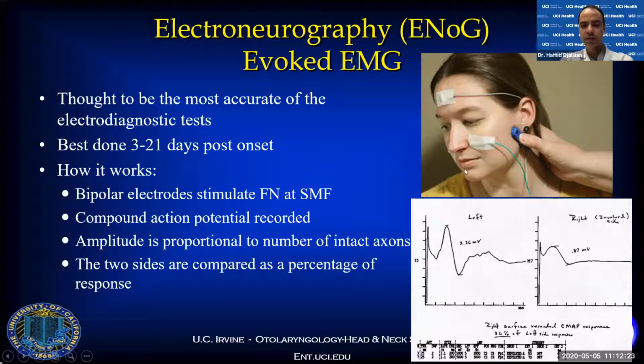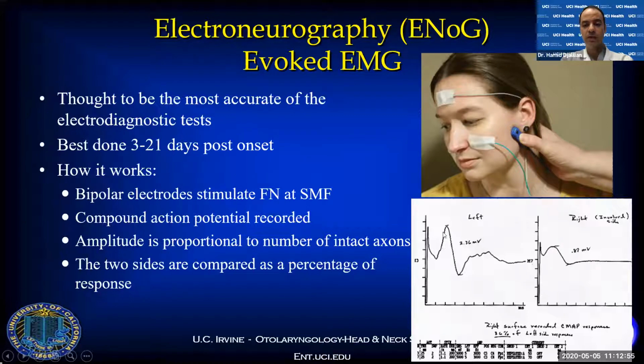So this is how it's done. Basically, that's the ground, and that's your recording, and that's your stimulation at the stylomastoid foramen. And what you're really measuring is what's called the compound action potential. And what a compound action potential is essentially, you're trying to get all the neurons to fire together. And when the neurons fire together, then all of the action potentials will kind of accumulate on top of each other, and then you're going to get one big action potential.